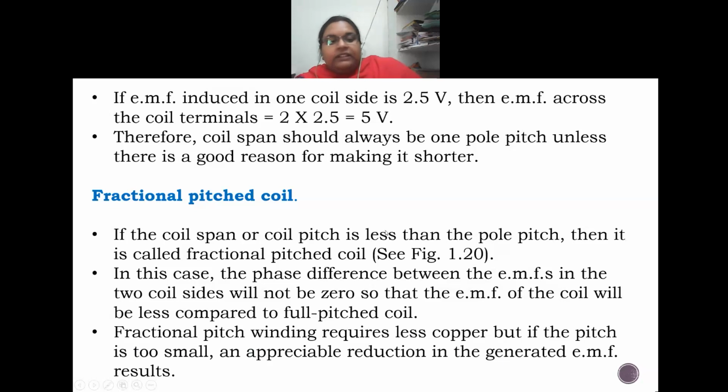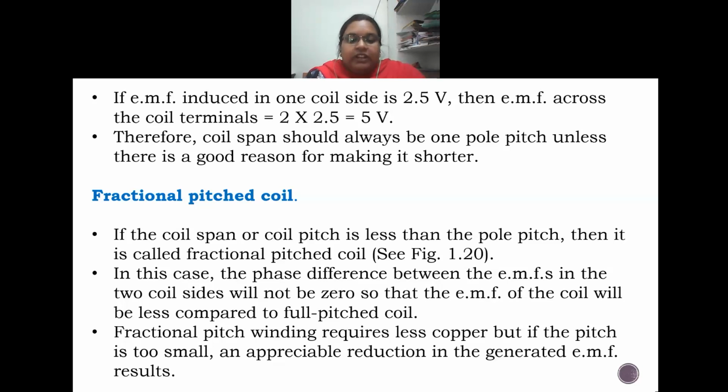In this case, the phase difference between the EMFs in the two coil sides will not be 0. There will be some other phase difference, so the EMF of the coil will be less compared to the full pitched coil. So, the EMF produced in a fractional pitched coil will be less than the EMF generated in a full pitched coil. Why is this happening? Because of the presence of the phase difference.